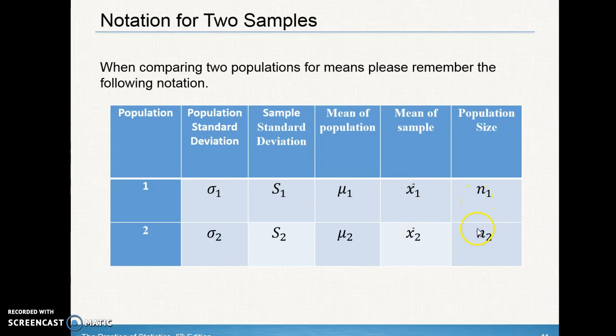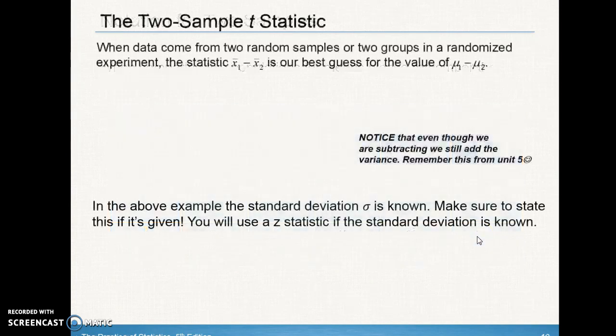And here's our population 1 and our population 2. So this is just the population of the sample that we're taking. It's not necessarily the entire population. It is the sample size that you're taking for population 1 and the sample that you're taking from population 2.